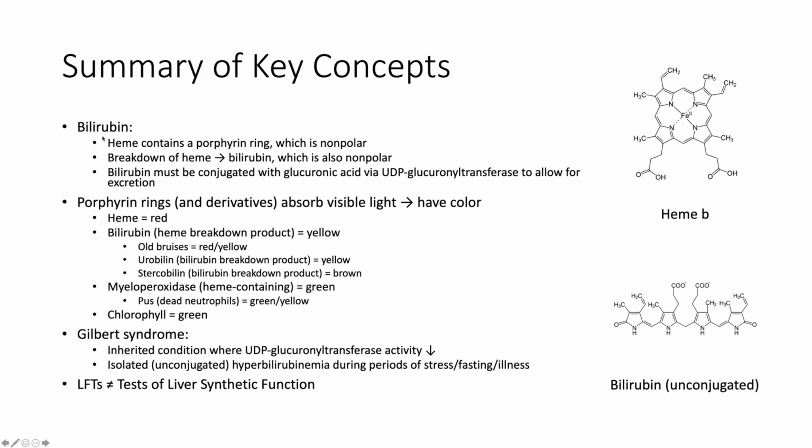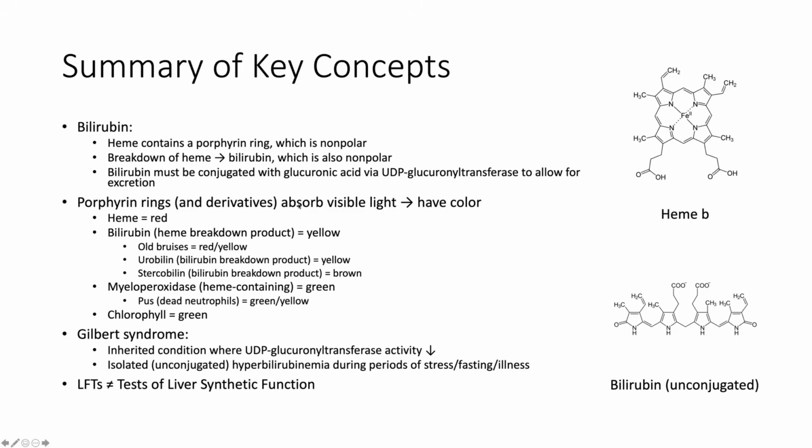As a reminder, bilirubin is a breakdown product of heme, which is a porphyrin ring. Porphyrin rings are nonpolar. I'll repeat all this later, but this is just the overview. When you break down heme, you get bilirubin, which is also nonpolar. Because it's nonpolar, if you want it to stay dissolved, or if you want it to not cross over and be absorbed by your GI tract, then you have to conjugate it. It happens to be conjugated with glucuronic acid by UDP glucuronidase, and that's what's deficient in Gilbert.